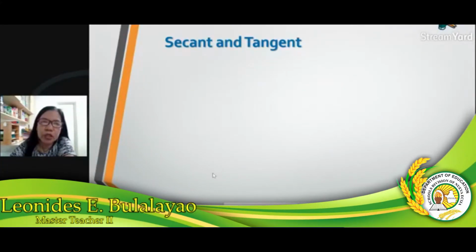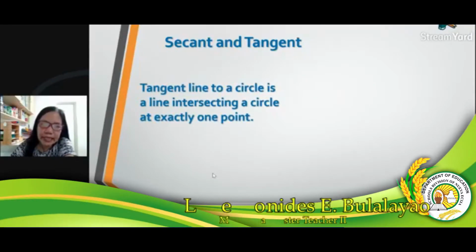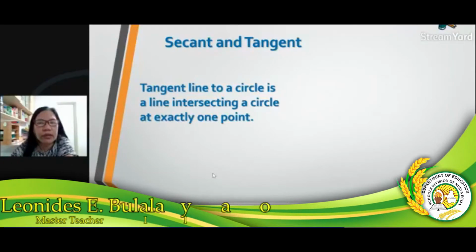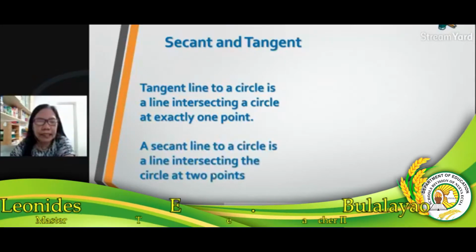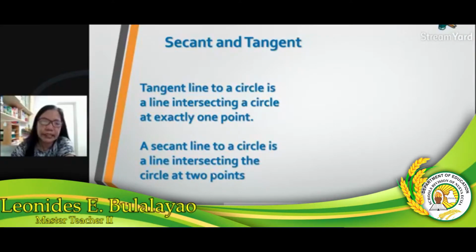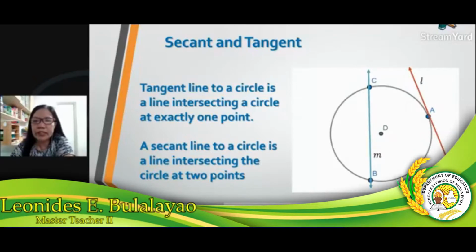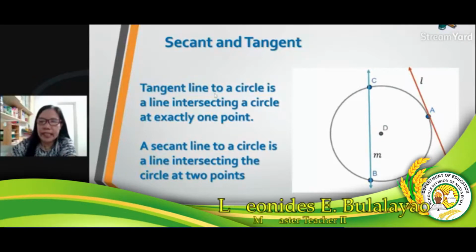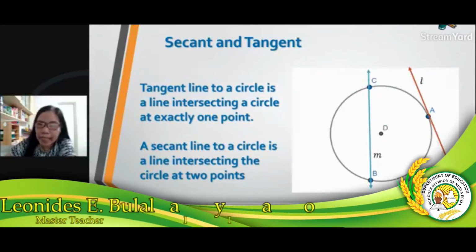Another concept that we need to recall is the secant and tangent. The tangent line to a circle, the students are familiar with this. The tangent line to a circle is a line intersecting a circle at exactly 1 point. And a secant line to a circle is a line intersecting the circle at 2 points. So let us consider this figure. This line L is a tangent line, for it intersects the circle at exactly 1 point.